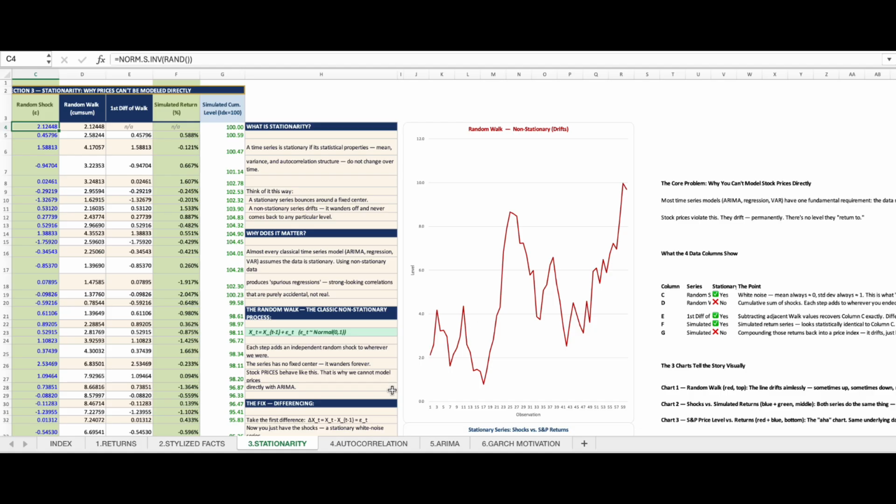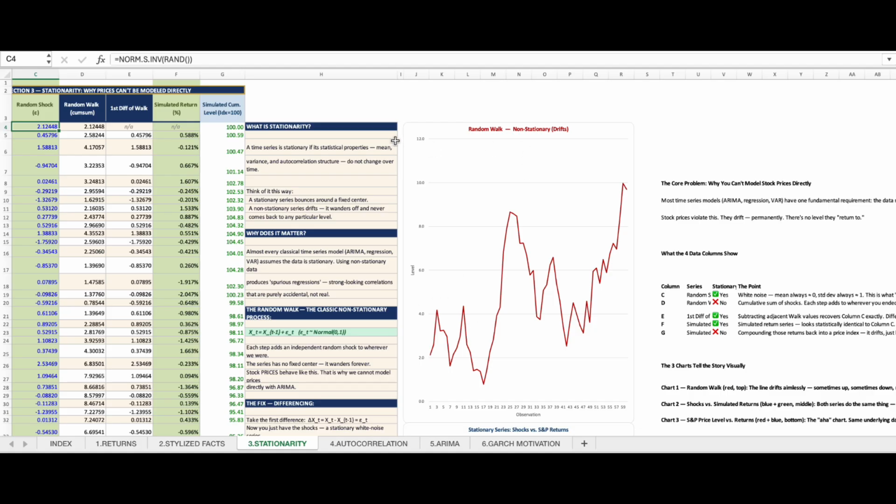Now, this is a super important assumption for many time series models. And if you feed a non-stationary series into these models, you get spurious regressions. The model finds strong looking correlations that are purely accidental, and the numbers look meaningful, but they are actually not. So you should always understand the assumptions for time series models, and that's why there are a lot of tests to be run on any time series data before you apply any model.